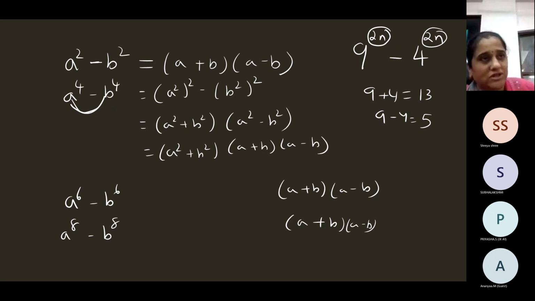So for the expression given in the question, the bases are like a and b. We have 9 for a and 4 for b. So a plus b is 9 plus 4, a minus b is 9 minus 4. I'm talking for this question. So 9 plus 4 is 13 and 9 minus 4 is 5. So 13 and 5 will be factors. Am I clear about this one? Children, do you understand that?